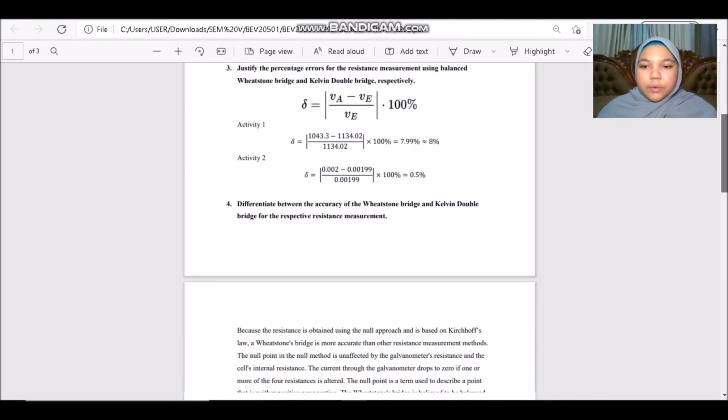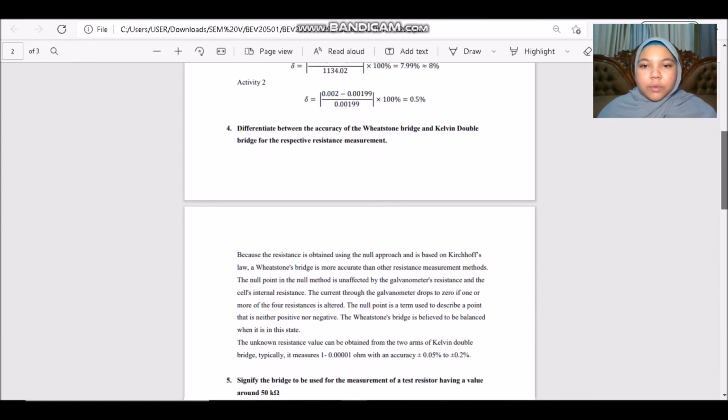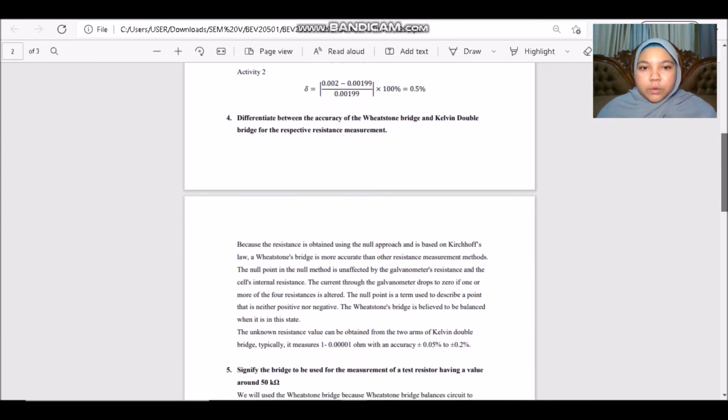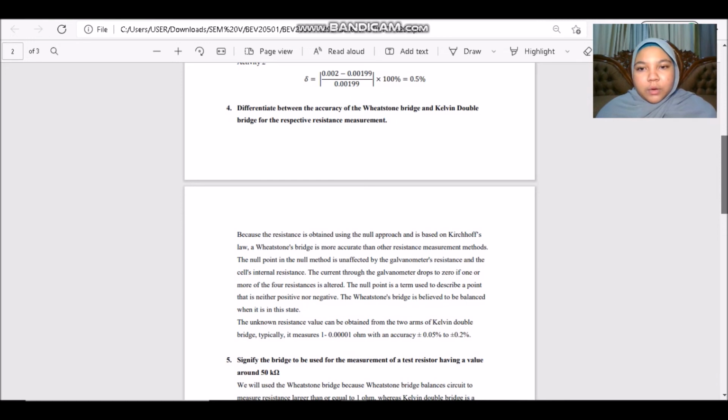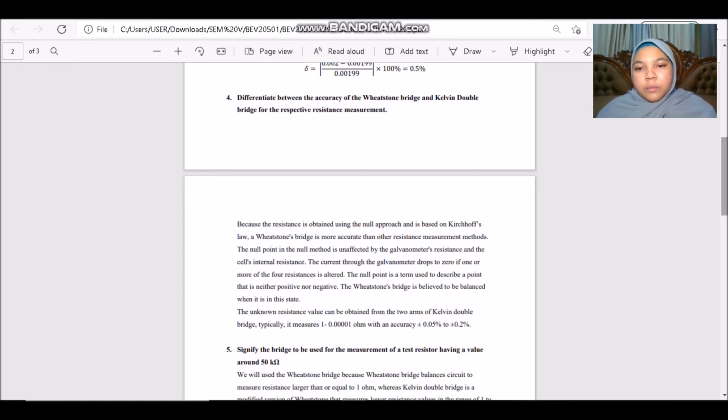Question number 4 is to differentiate between the accuracy of the Wheatstone bridge and the Kelvin Double bridge for the respective resistance measurement. Because the resistance is obtained using the null approach and it is based on Kirchhoff's law, a Wheatstone bridge is more accurate than other resistance measurement methods. The null method is unaffected by the galvanometer resistance and the cell internal resistance.